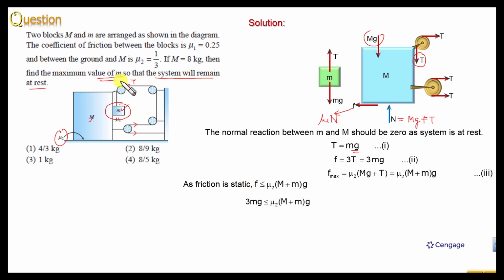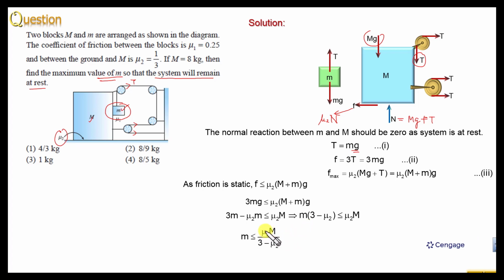We are interested in calculating the value of small m, so we can rearrange. g and g will get cancelled. So here we can write 3m minus mu2 multiplied by small m is less than or equal to mu2 multiplied by capital M. Now we can take small m as common. So small m multiplied by 3 minus mu2 should be less than or equal to mu2 multiplied by capital M. It means we can write small m should be less than or equal to mu2 multiplied by capital M, divided by 3 minus mu2.